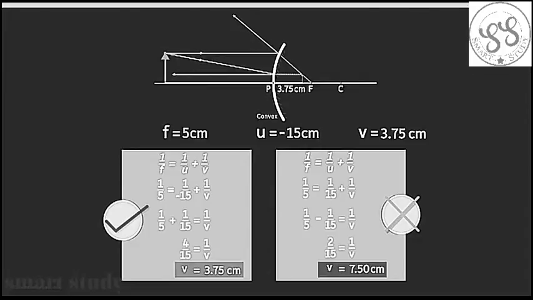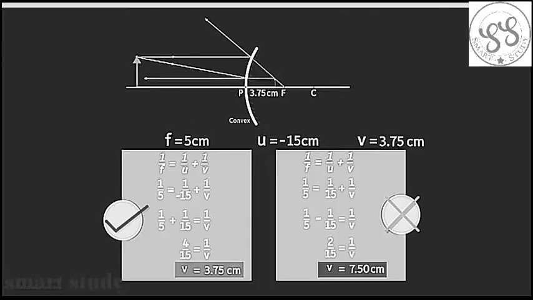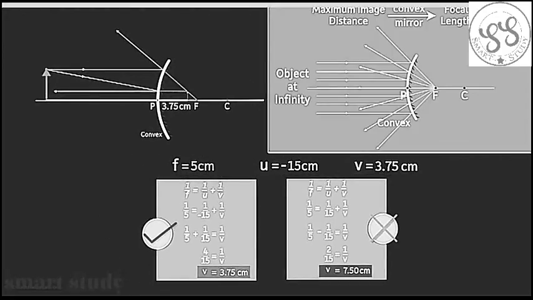There's another way to tell that this is incorrect. We know from our previous videos that the maximum distance of the image from the convex mirror is the focal length. This means that the image of a convex mirror cannot be formed behind the principal focus. The maximum distance at which this image can be formed is the focal length, and that is when the object is at infinity. So here, V cannot be 7.5 centimeters, as this value is greater than the focal length, which is 5 centimeters.